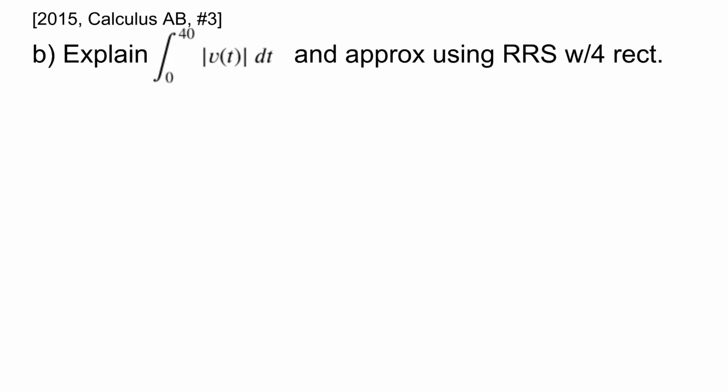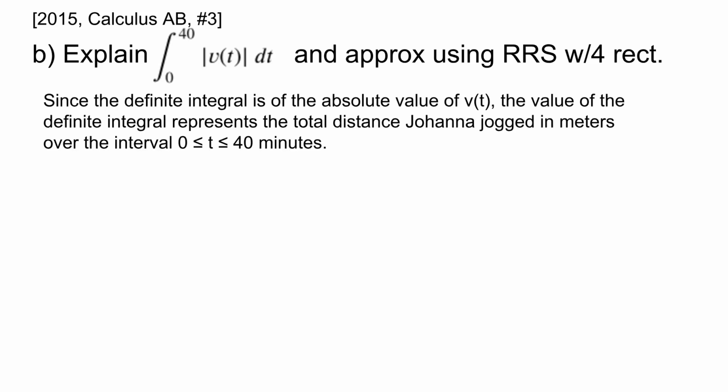In part B of this question, we are asked to explain the meaning of the definite integral from 0 to 40 of the absolute value of v of t dt and to approximate this value using the right-hand Riemann sum with 4 rectangles. Since the definite integral is of the absolute value of v of t, the value of the definite integral will represent the total distance that Joanna jogged in meters over the interval from 0 to 40 minutes.